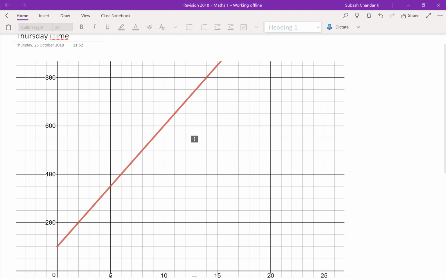I'm hoping that you guys have had a chance to actually do this. Now, I kept it very vague here. I didn't tell you what the context was. I didn't tell you what the y-axis was, what the x-axis was. I just gave you the question as is.